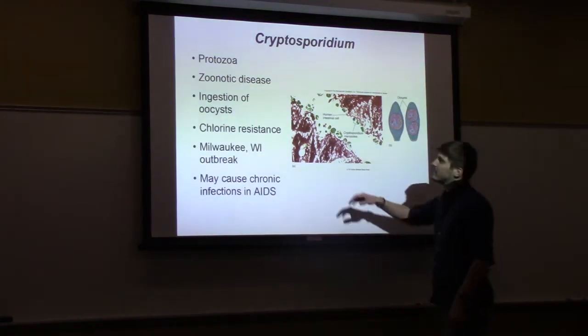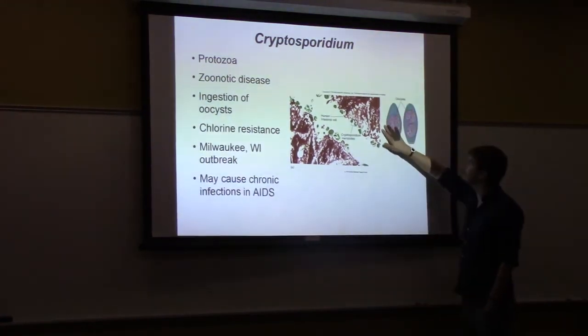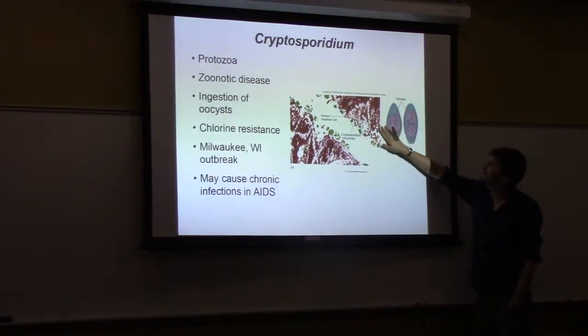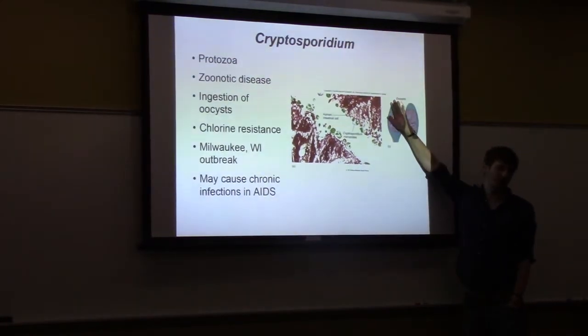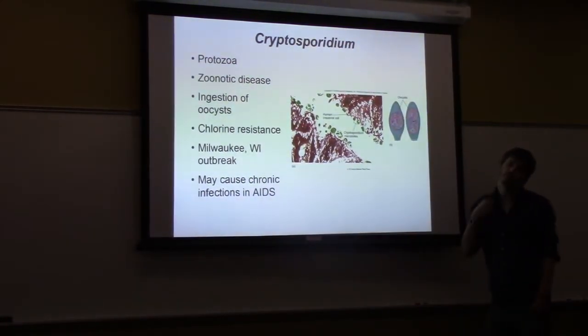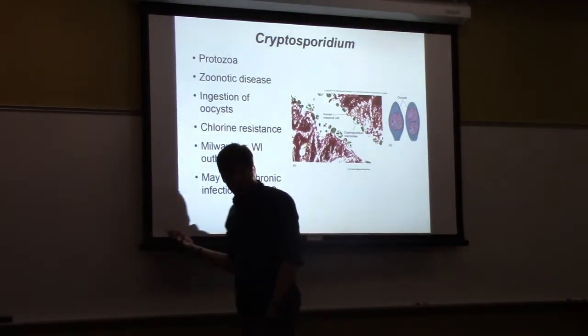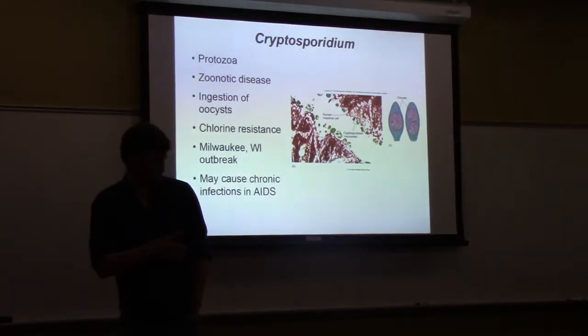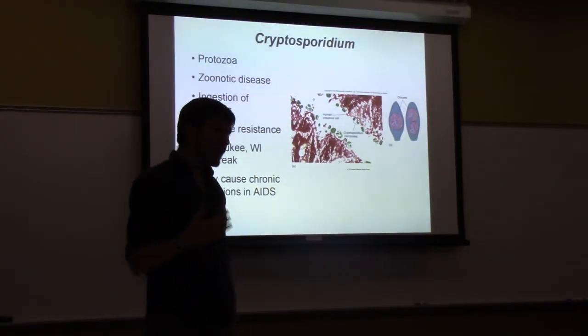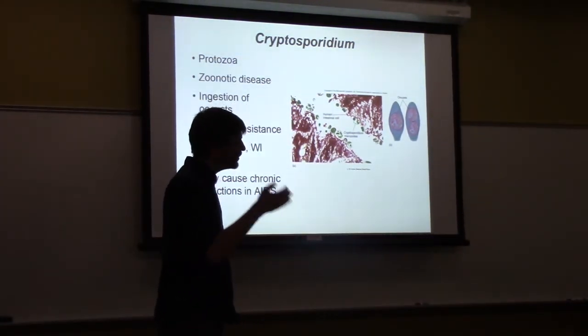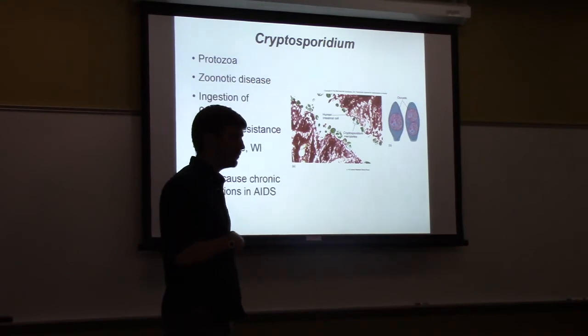So it's a protozoan disease, and it's transmitted through something called an oocyst. These are basically the eggs of the protozoan organism, and these eggs are extremely, extremely hardy. Okay? So the chlorine found in our drinking water is not enough to kill these organisms. So the only way to get rid of them to prevent their transmission is to filter or mechanically filter out these oocysts. Okay?